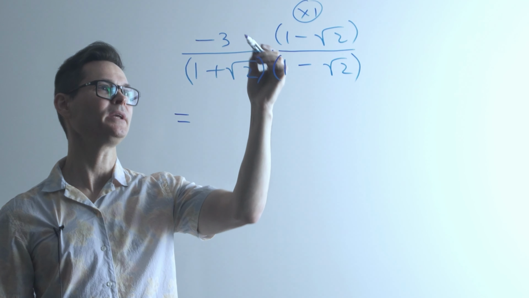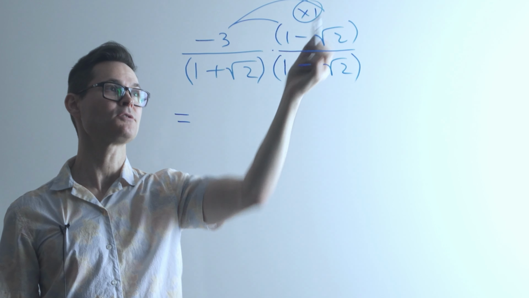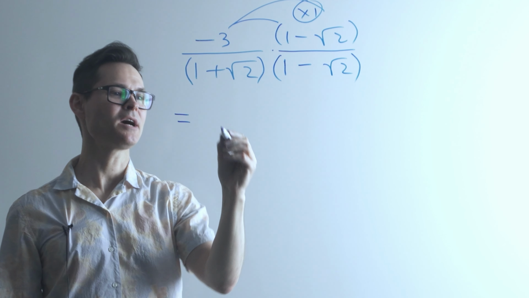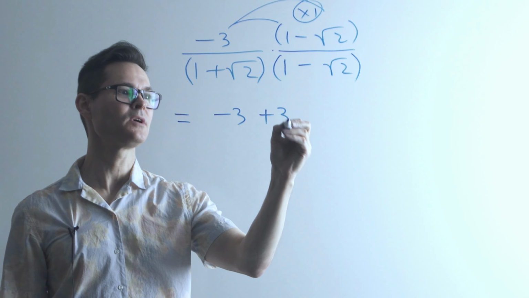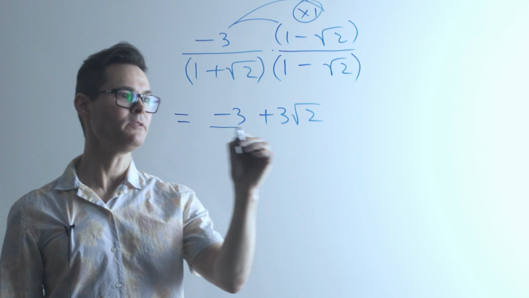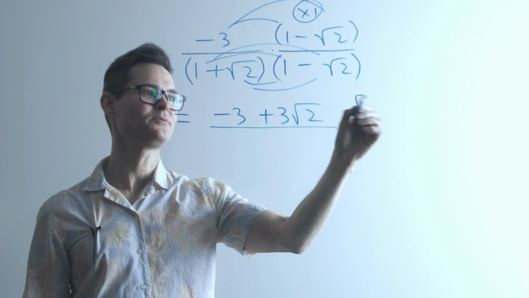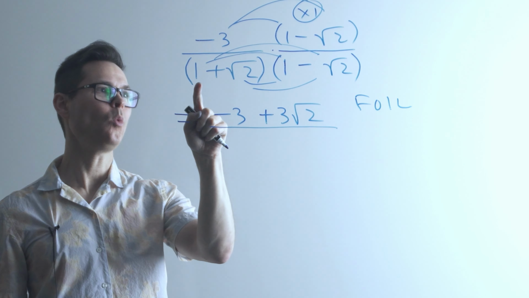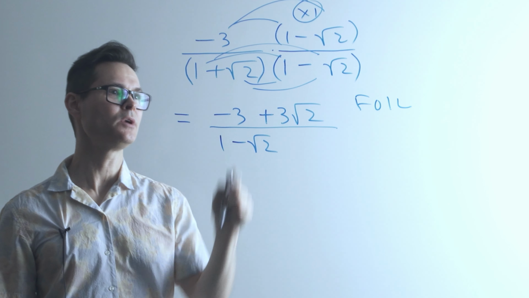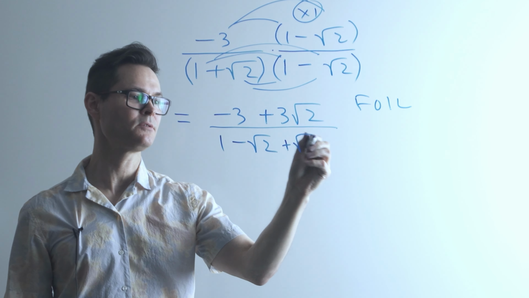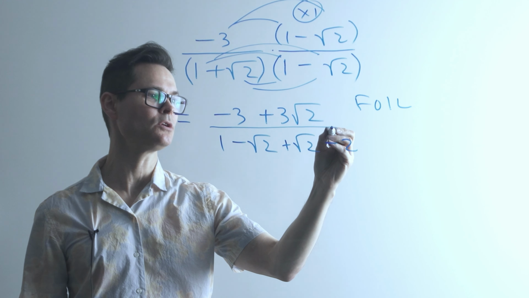Once I have this, I simply expand through. So negative 3 times this is, I can think of fanning it through, or however you think of it. Negative 3 times 1 is negative 3. And negative 3 times negative root 2 is positive 3 root 2. In the denominator, first, outside, inside, last. So we've talked about FOIL on this channel before. 1 times 1 is 1. 1 times negative root 2 is negative root 2. Root 2 times 1 is positive root 2. And positive root 2 times negative root 2 is negative 2, right?